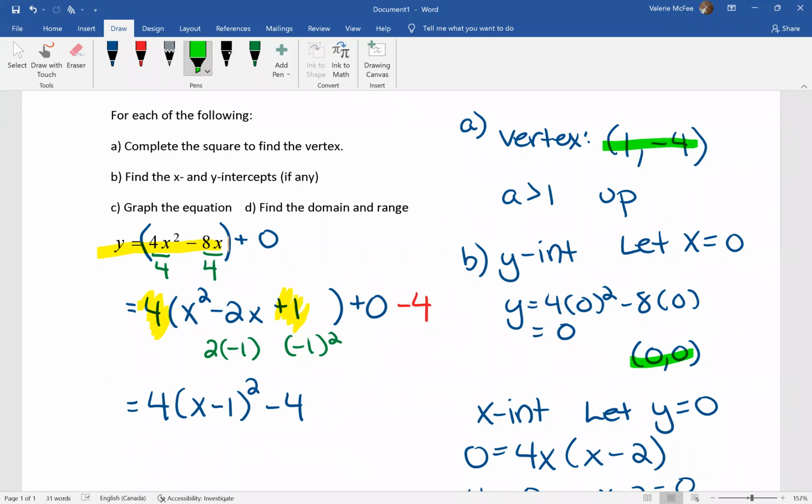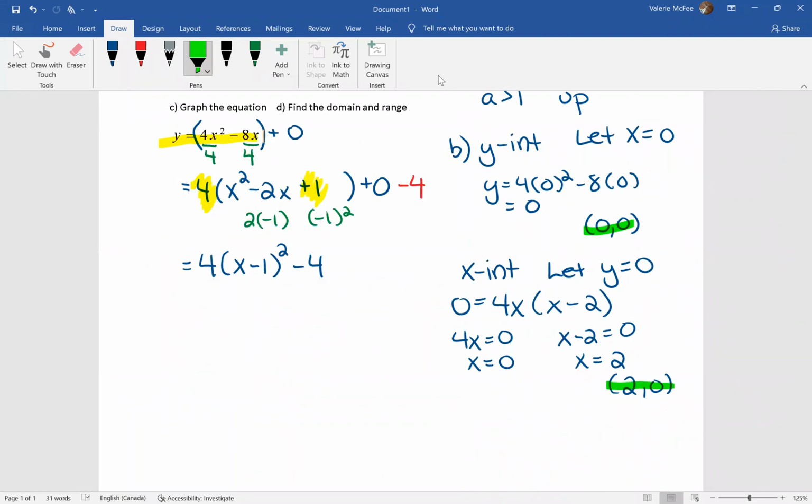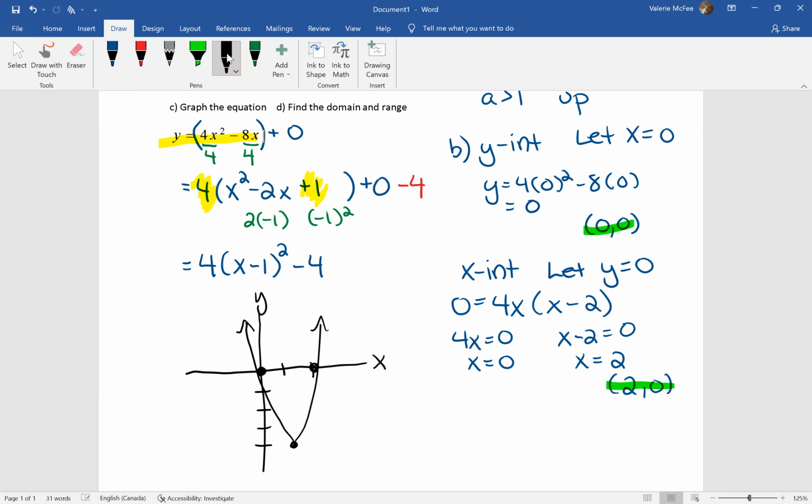We need to graph the equation. Oh, I don't like that line there. Let's move it. So our vertex was at 1, -4. We have a y-intercept at 0, 0. And we have another x-intercept at 2, 0. Label your x-axis and your y-axis. The domain, as always, is the set of all real numbers. And the range, using our lowest value from the vertex, -4 up to +infinity.